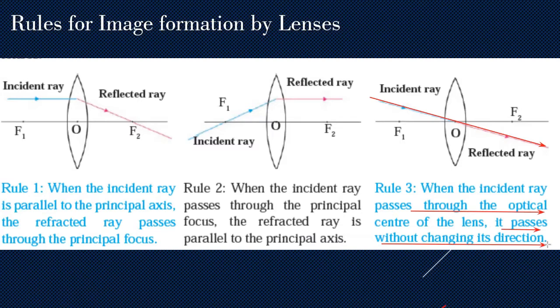Okay. The first and second rules will remain the same. An incident light ray which is parallel to the principal axis will pass through the focus. A light ray which is passing through the focus will be parallel to the principal axis. These two rules remain the same: parallel to principal axis, passing through principal focus; passing through principal focus, parallel to principal axis. These are the three rules based on which we are going to form our images from lenses, right?